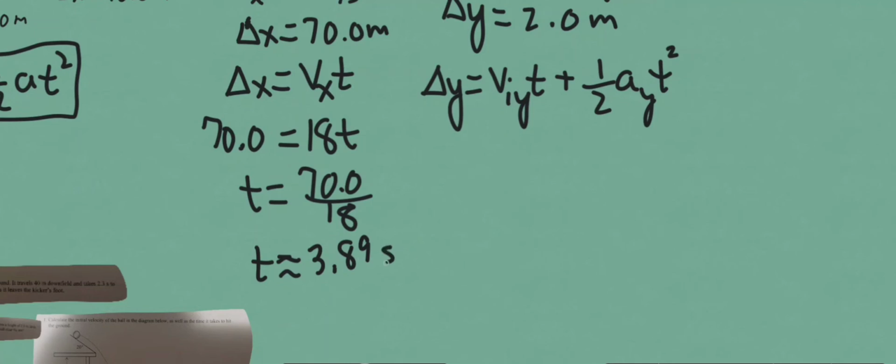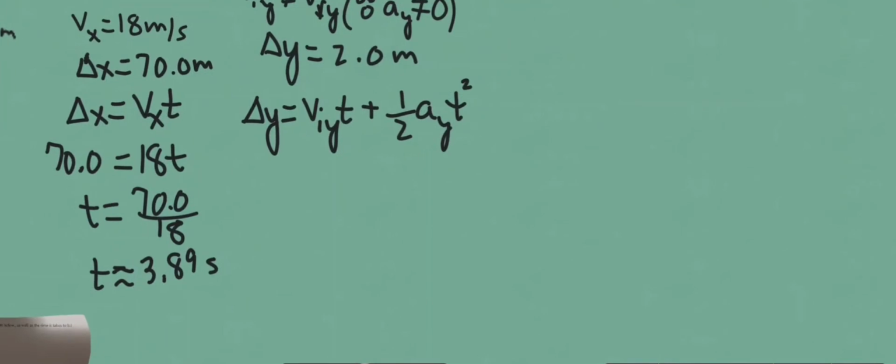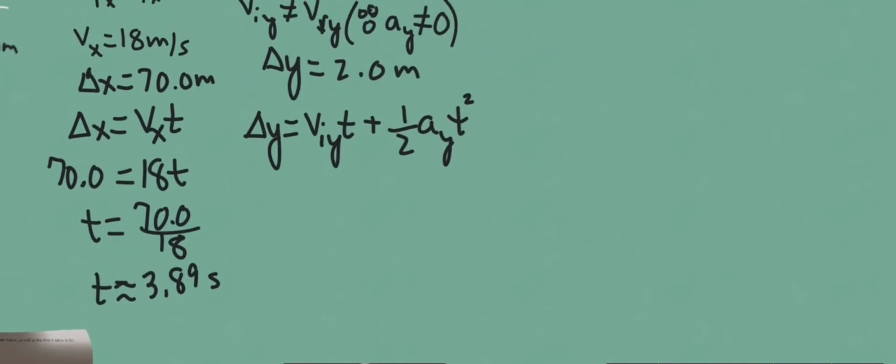Yeah, 3.89 seconds. I'm just doing it in my head because anything divided by 9, for example, 1 divided by 9 is always 0.1111, 2 divided by 9 is 0.2222, 5 divided by 9 is 0.555. So in my mind, 70 over 18 is 35 over 9. 9 times 3 is 27, so the whole number is 3. And the difference between 27 and 35 is 8, so 8 over 9 is 0.8888, which rounds to 3.89.